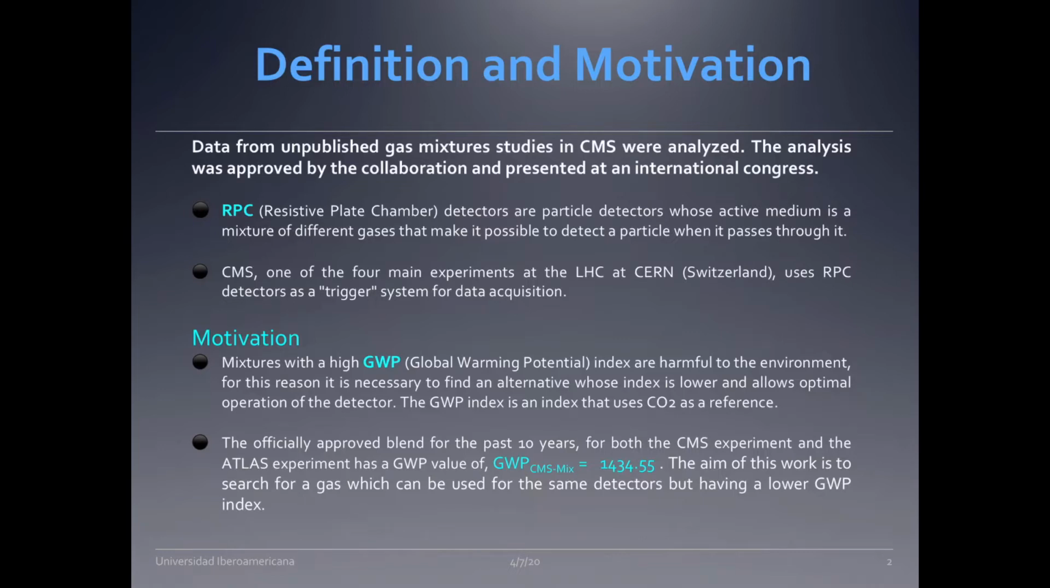RPCs are particle detectors whose active medium is a gas mixture. CMS uses RPCs as trigger system for data acquisition. The motivation of this work is that mixtures with high GWP index are harmful to the environment, making necessary the search for alternatives with lower GWP. The actual mixture for the CMS RPC has an index of more than 1000.